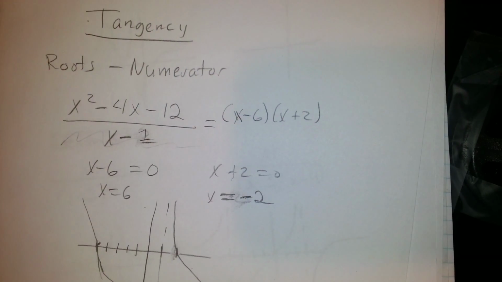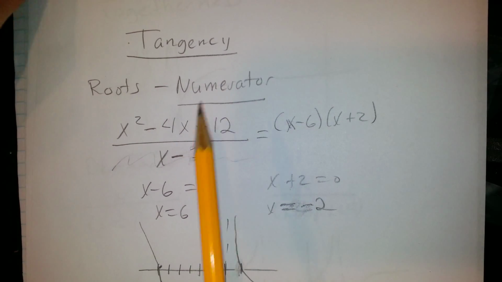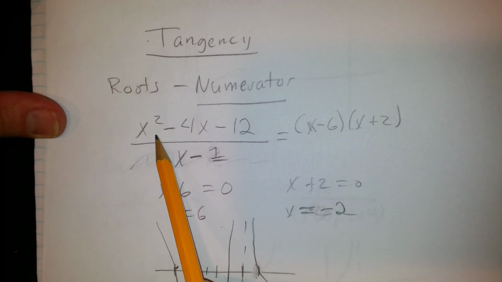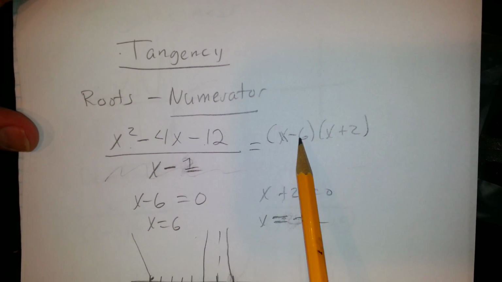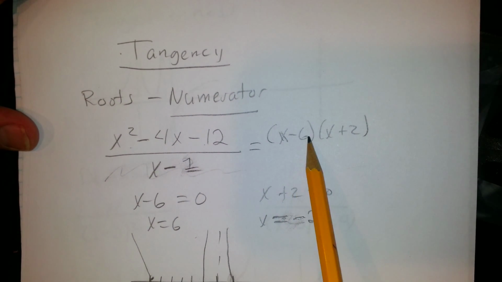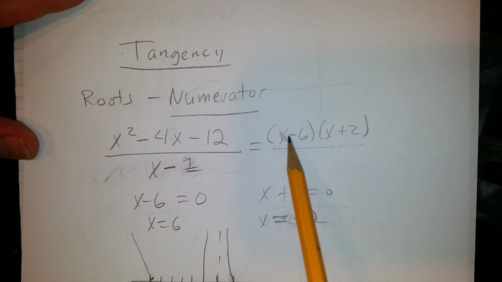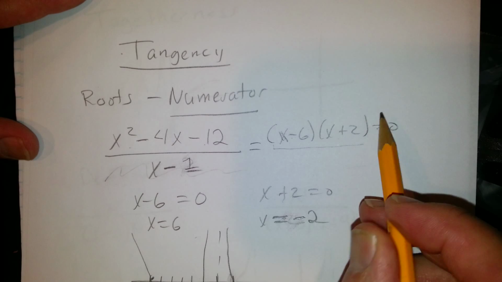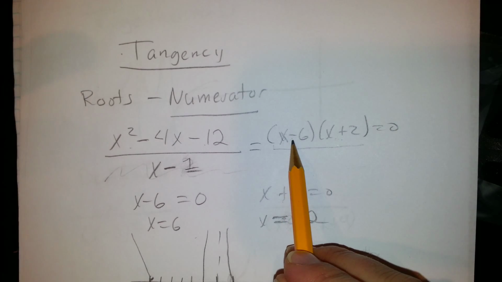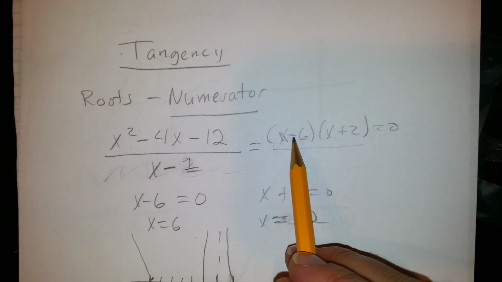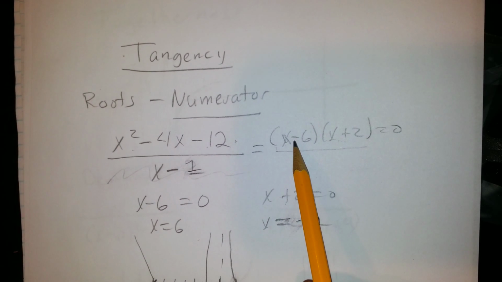Let's go over, real quick, I want to cover tangency. We've covered this before. It basically deals with the numerator. So up here I've got x squared minus 4x minus 12. That'll factor as x minus 6 and x plus 2. Both of these factors are in the numerator. We want to set the numerator equal to 0 and find out what our zeros or x-intercepts are. What are the values of x that give us a y value of 0? Remember, y values of 0 are always determined in the numerator. Okay, we've been doing this.